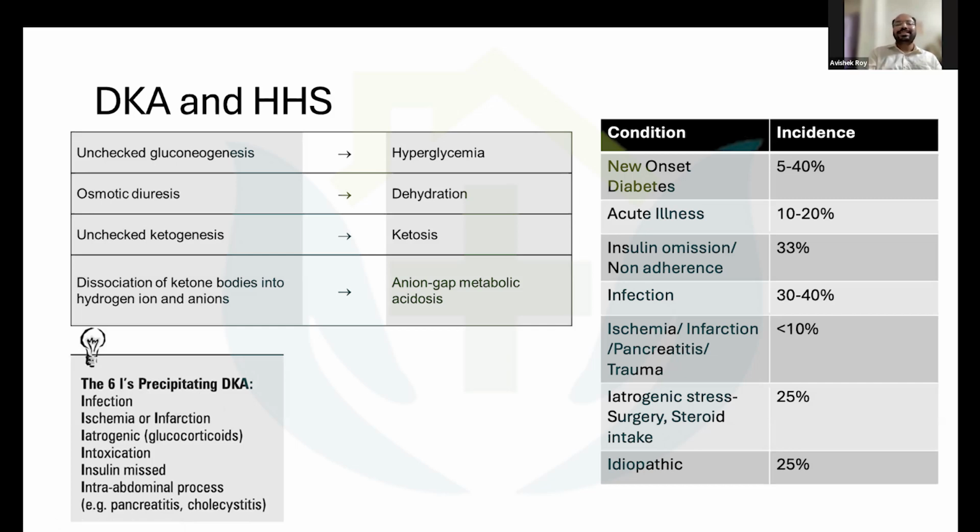The first mnemonic that I taught was DKA: diabetes, ketone positive, and acidosis. The second one is the 6 I's of DKA, the precipitating factors. It can be an infection, or an ischemia, like mesenteric ischemia or myocardial ischemia or infarction. Iatrogenic means you have given steroids, thiazides, or a higher dose of thyroid hormone, or dextrose itself, or the patient has vomited the insulin. It could be intoxication, where you have taken some exogenous medicine which has precipitated it, and an intra-abdominal process like pancreatitis.